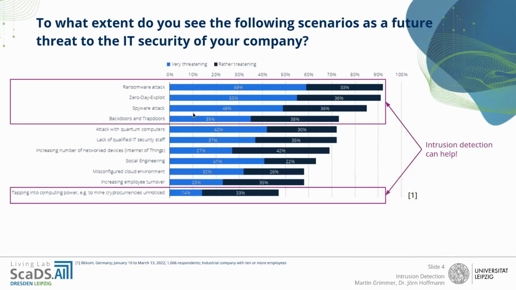What we can do with the host intrusion detection system is detect ransomware, zero-day exploits, spyware, backdoors and trapdoors, and also tappings into the computer, e.g. via email or other malware, for example to mine cryptocurrency and so on. These are major threats we want to identify, and in the second row, to prevent.